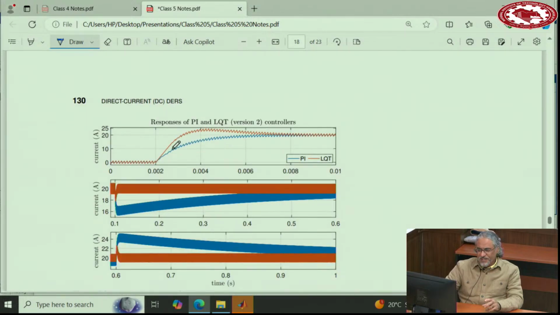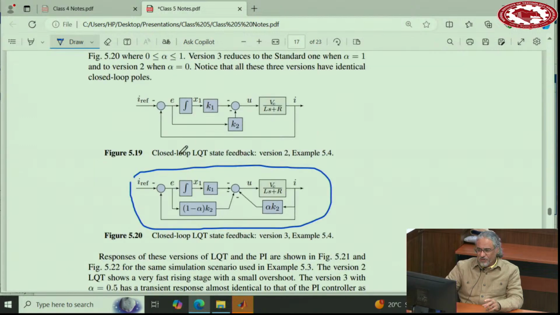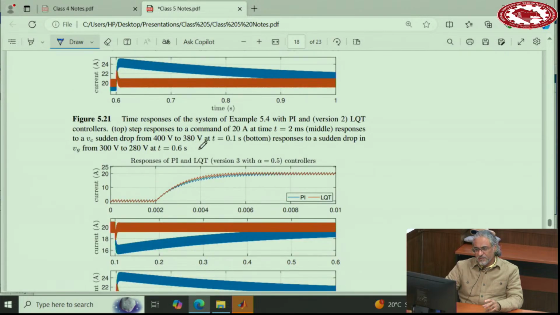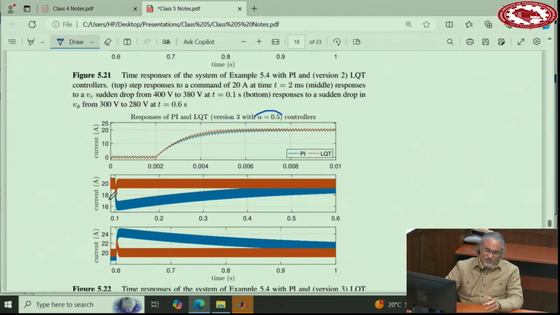Here is the case that you put alpha equal 0. So all of K2 comes here. So you see the optimal controller becomes faster than the PI. If you choose it 50%, they are basically on top of each other. But this property is still there.